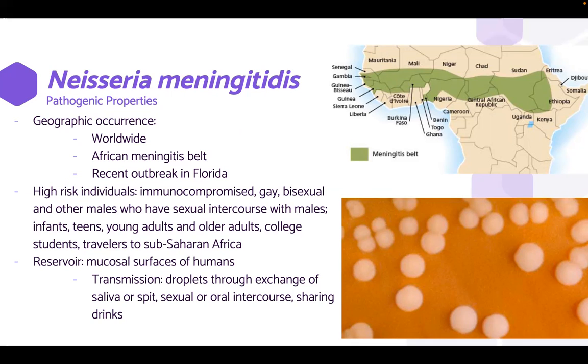And other high-risk individuals include the immunocompromised, infants, teens, young adults, and older adults, including college students who engage in oral sex and sexual intercourse, travelers to sub-Saharan Africa. And the reservoir, as stated earlier, is mucosal surfaces of humans, and they can be transmitted through the exchange of saliva or spit, sexual or oral intercourse, or sharing drinks.